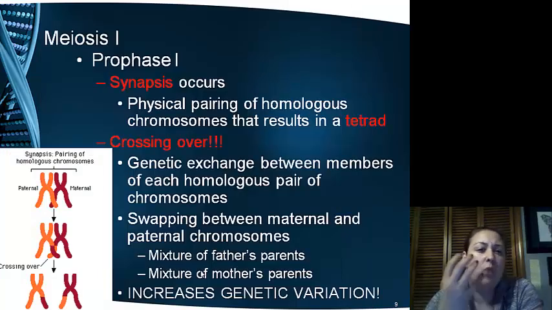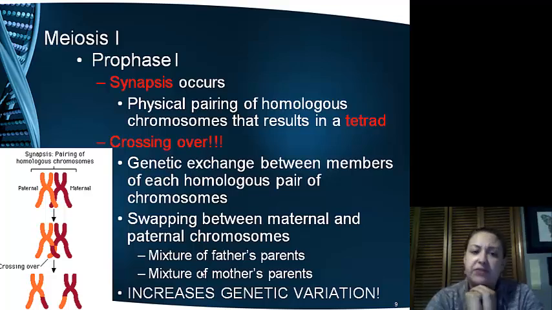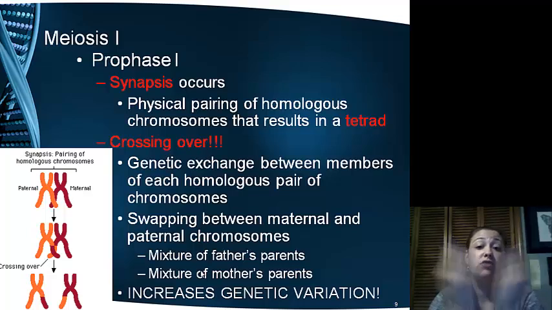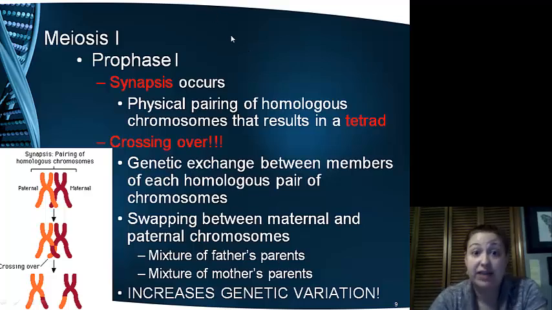So in meiosis 1, specifically prophase 1, we have a few things that are different. We have synapsis occurs, which is the physical pairing up of those 2 homologous chromosomes. So they're side by side and form a tetrad. Tetra means 4. So if we look here, that's 1, 2, 3, and 4. Paternal is father, maternal is mother. So these are the mothers, and this is the fathers, and this forms a tetrad.